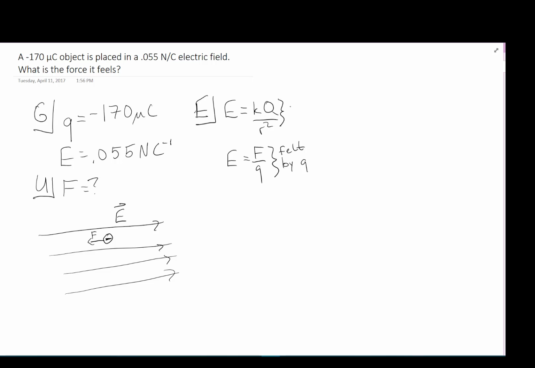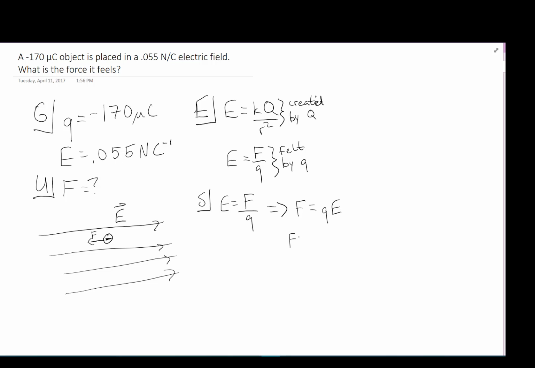Since we don't know what's creating this electric field, created by a point charge, capital Q, we have to use the bottom one anyway. So that's our equation. Let's solve it. E equals F over q, and that goes into, well, force is just equal to q times E.